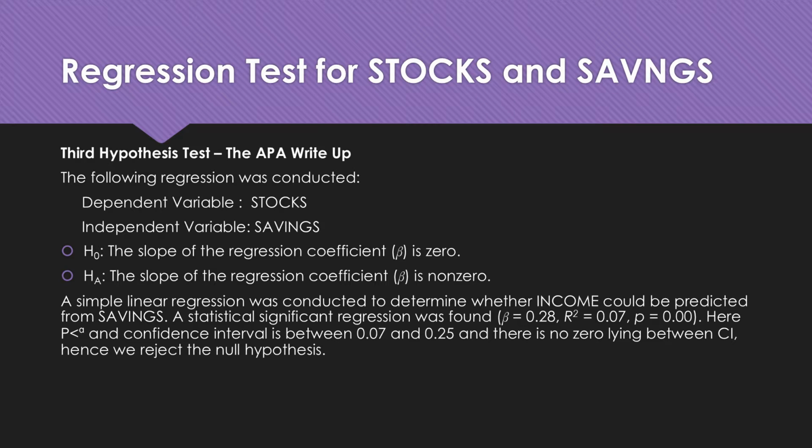The third regression test is conducted between stocks and savings. Here the dependent variable is stocks and the independent variable is savings. The null hypothesis we defined as beta equal to 0, and the alternative hypothesis is that the slope of the regression coefficient, beta, is not equal to 0.